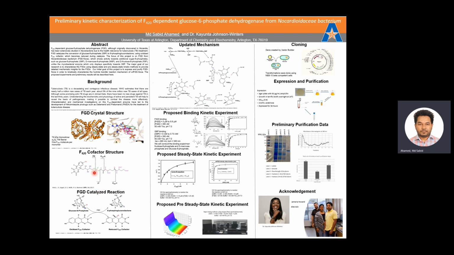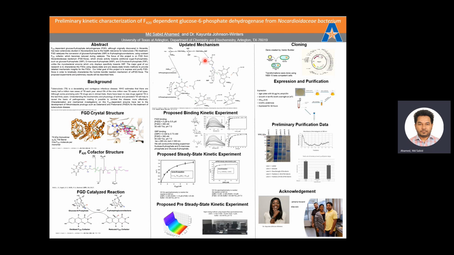This is the structure of the F420 cofactor. It's found in our enzyme. And for the FGD catalyzed reaction, the enzyme FGD is F420 dependent. The reaction it catalyzes is the conversion of glucose 6-phosphate to 6-phosphogluconolactone. So the FGD transfers a hydride to the oxidized cofactor, which then becomes reduced, and it ends up with the oxidized product.